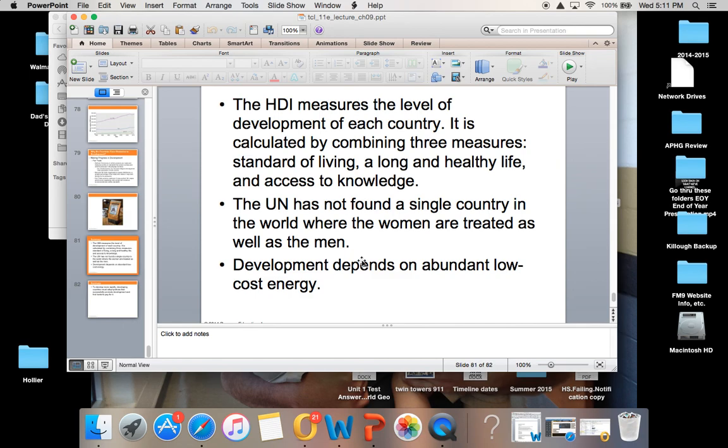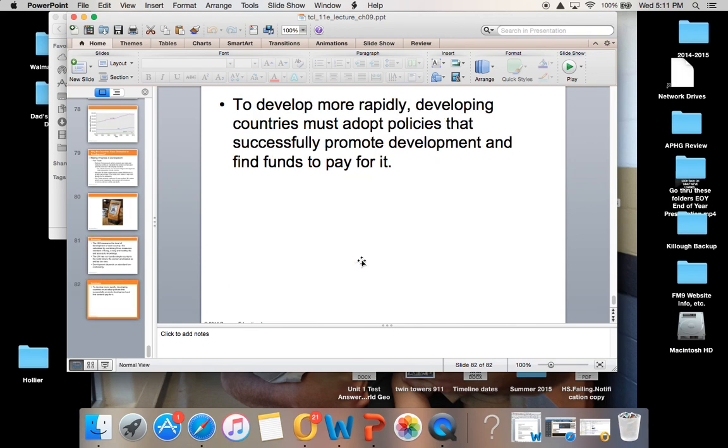The other key part is that the UN hasn't found a single country in the world where the women are treated as well as the men, not even in the United States. In fact, we're less well off than in some countries in that regard. Development depends on abundant, low-cost energy. And the last piece here is that to develop more rapidly, developing countries must adopt policies that successfully promote development and find funds to pay for it.